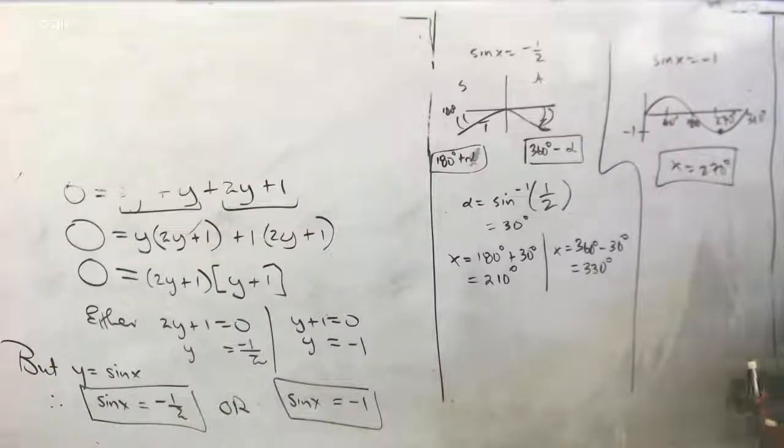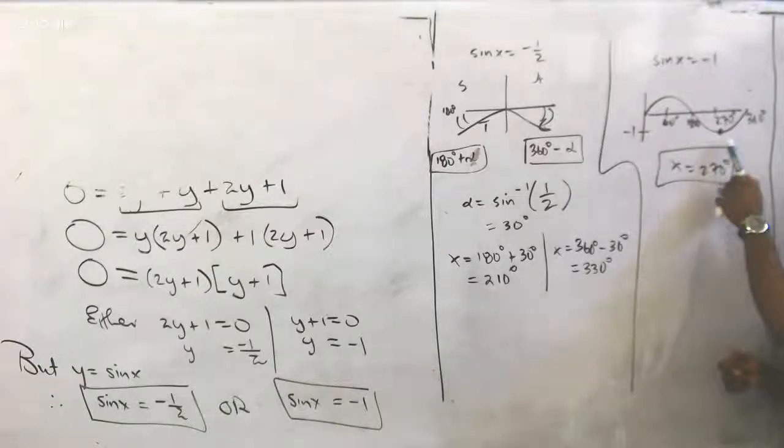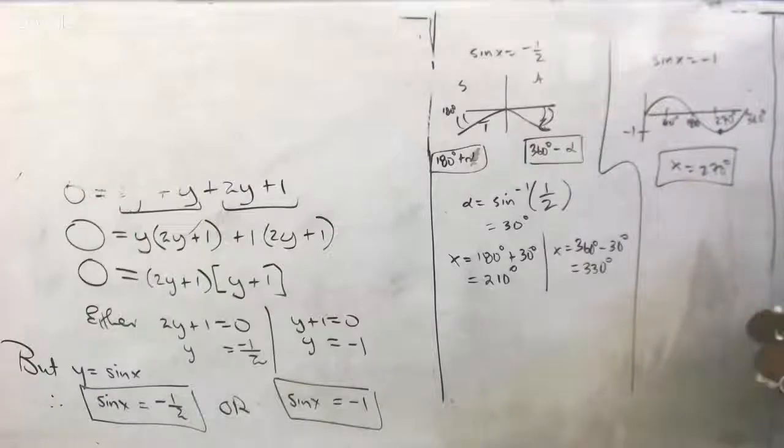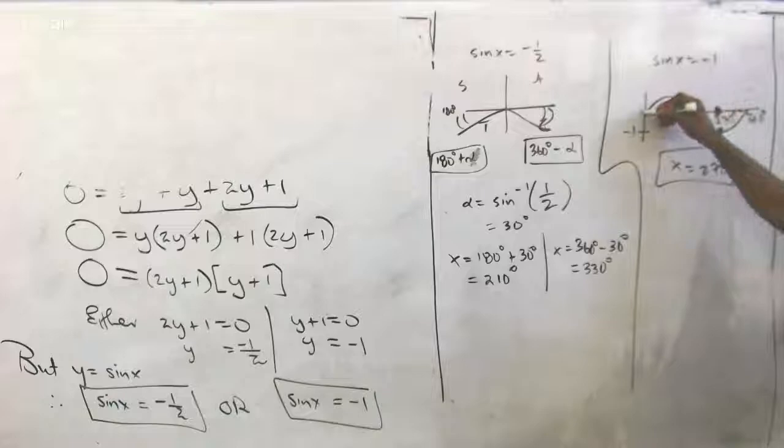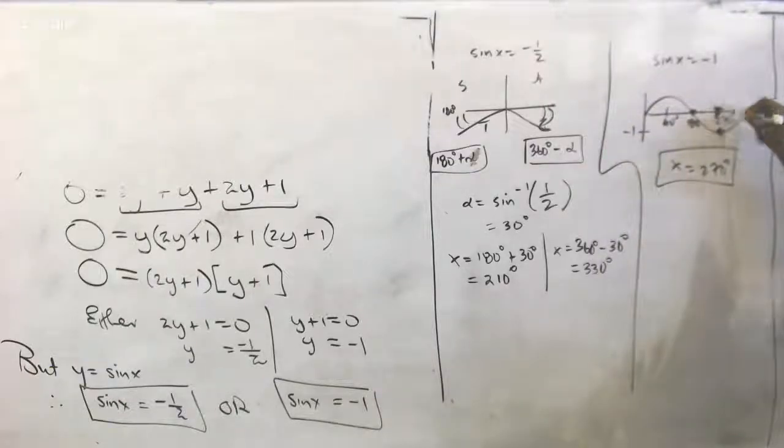You got the 270 because it's in with the -1 in mind. Where is -1 on the sine graph? -1 corresponds to x equal to 270 degrees. So sine of 270 is -1. Sine of 180 is 0. So where is it -1? At 270.